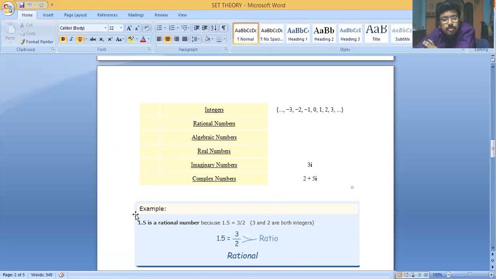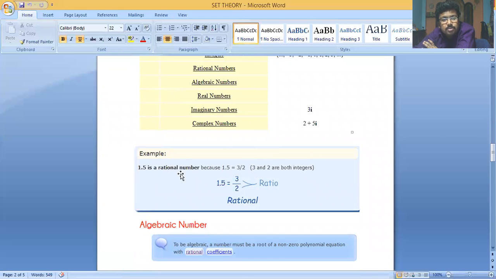At first, the rational number. For example, 1.5 is a rational number because 1.5 equals 3 by 2. 3 and 2 are both integers. So 1.5 equals 3 by 2 is a ratio, so it is a rational number. A rational number is a ratio of two integers.